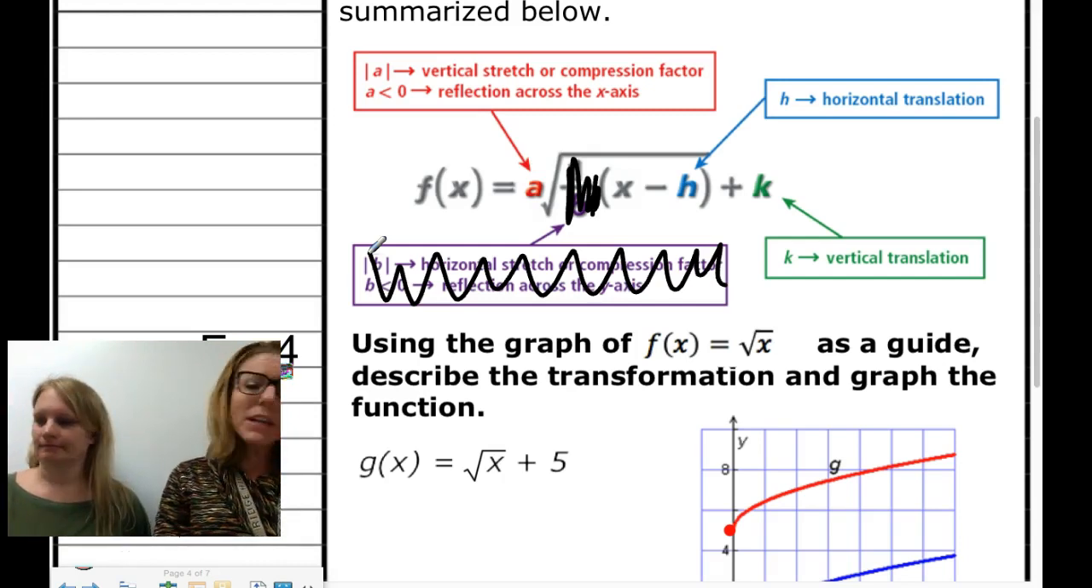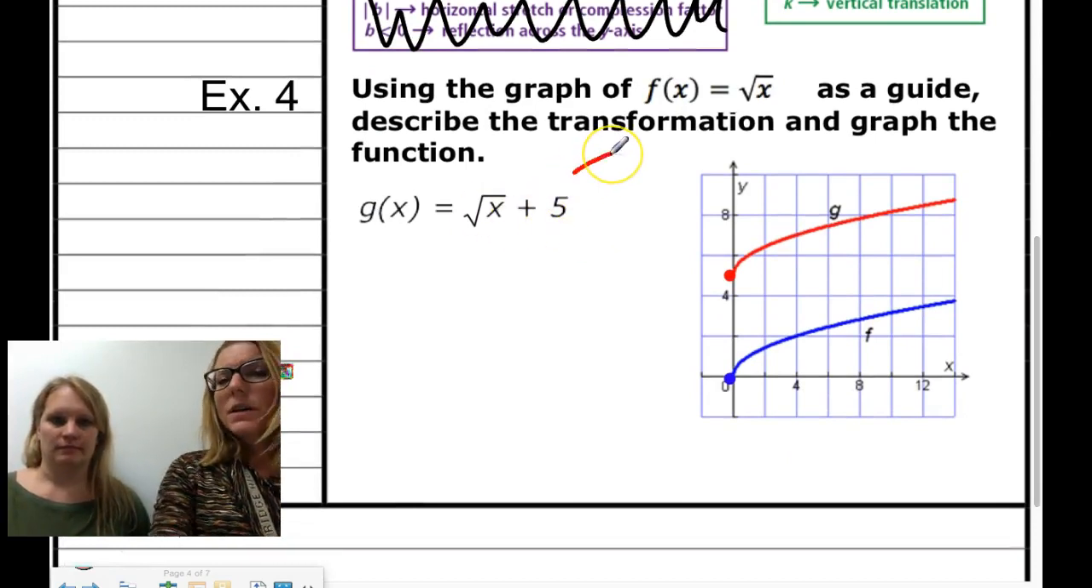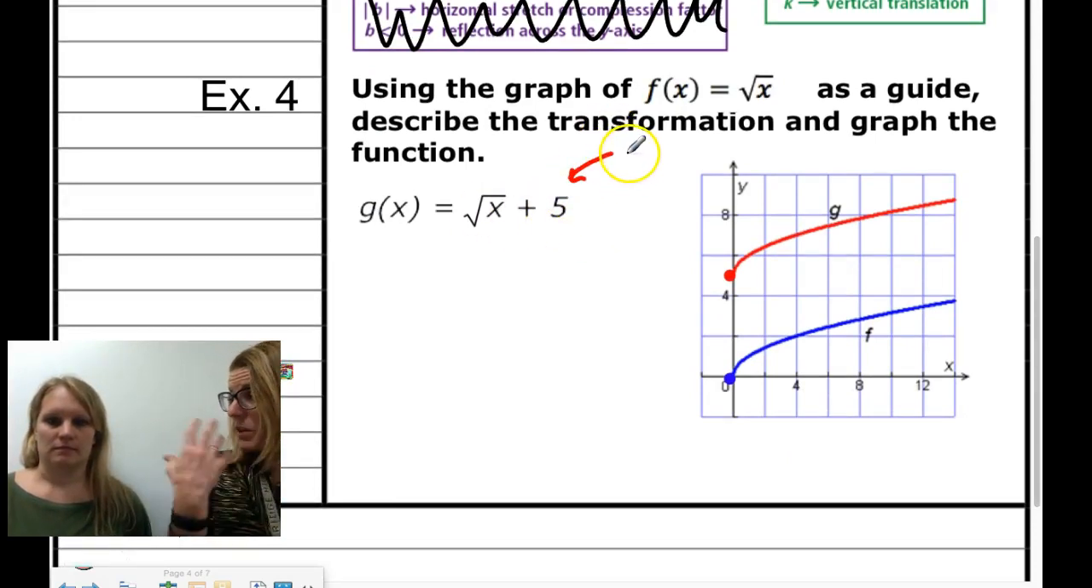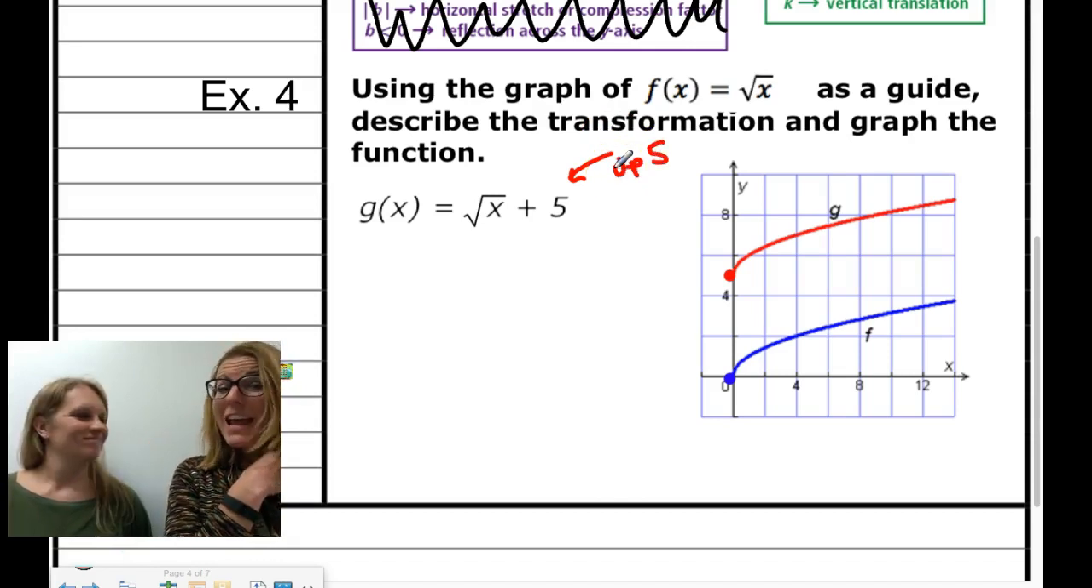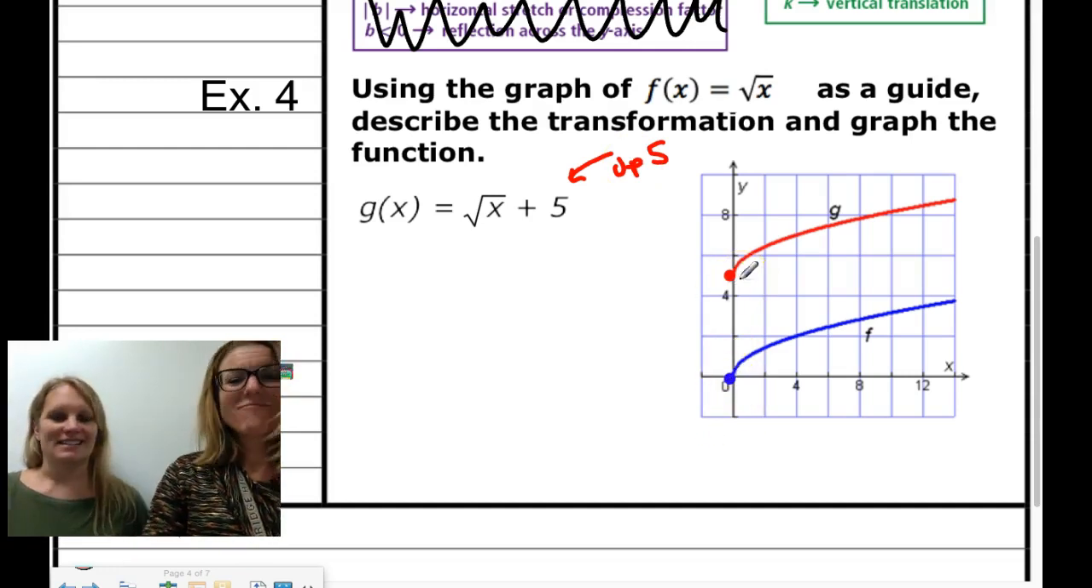So we have an example right here. We're going to use the graph of f of x equals square root of x, our parent function, as a guide. We're going to describe the transformation and graph the function. Look how easy this is. I know it's on the outside, so I go up 5, and we're done. This was our original, we just move up 5.